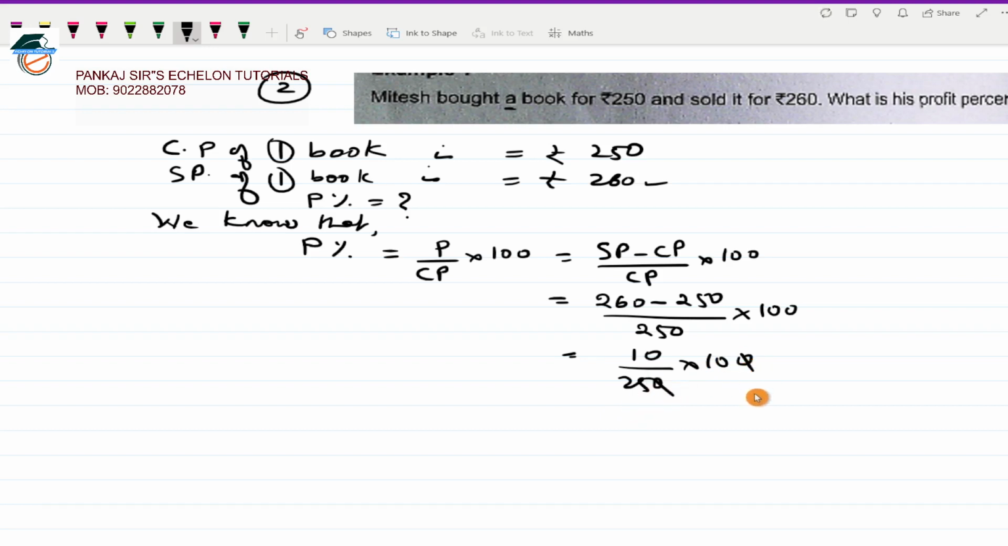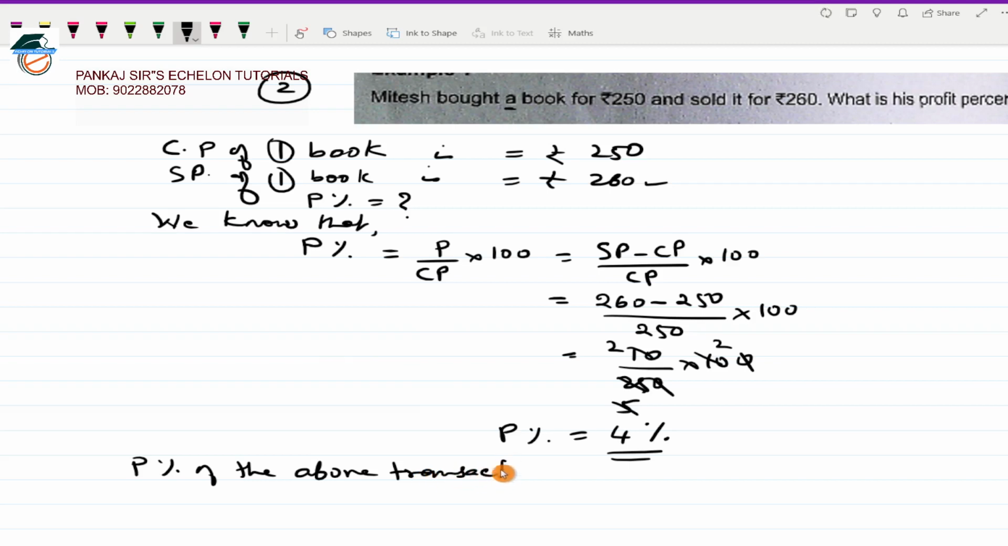So 0 cuts, 0 cuts. Now 5 5s are 25, 5 2s are 10. Okay, 5 2s are 10. You are left with 2 into 2, 4. So 4 percentage is the profit percentage. So you can say that profit percentage of the above transaction is 4 percentage. Okay, so 2 questions have been solved. Let us move on to the third example.